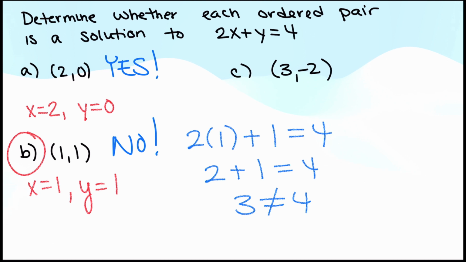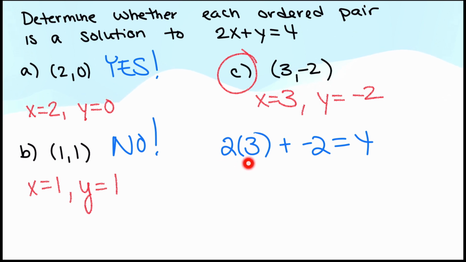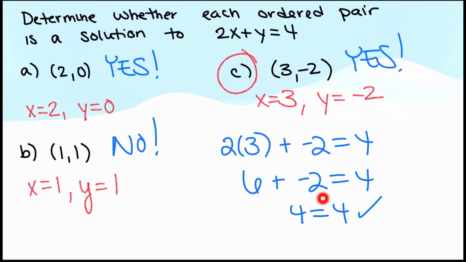Finally, last one, x equals 3, y equals negative 2. I'm going to plug those numbers into my equation. 2 times 3 plus negative 2, that's 6 plus negative 2, and yes, that does equal 4. So (3, -2) is also a solution to this equation. And it turns out that our linear equations in two variables actually have an infinite number of solutions. There's an infinite number of ordered pairs that you can come up with that satisfy this equation.